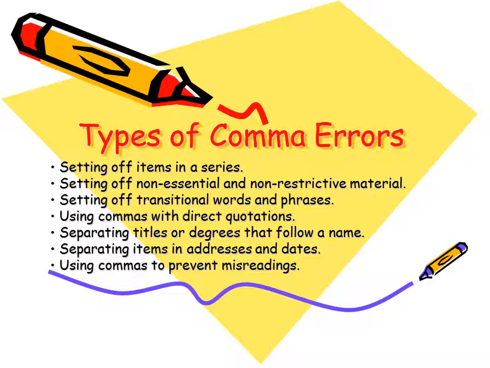Now, setting off transitional words and phrases. So if you say something like, however, comma, the bank is closed, you need that comma after however. If you say the bank is, comma, however, comma, closed, you need two commas because this time you buried however, the transitional word, in the middle of the sentence. You also use commas with indirect quotations. But we're not going to discuss the quotations because that's more of an English 1190. Okay, you use it to separate titles or degrees that follow a name. Mary Smith, comma, PhD, period.